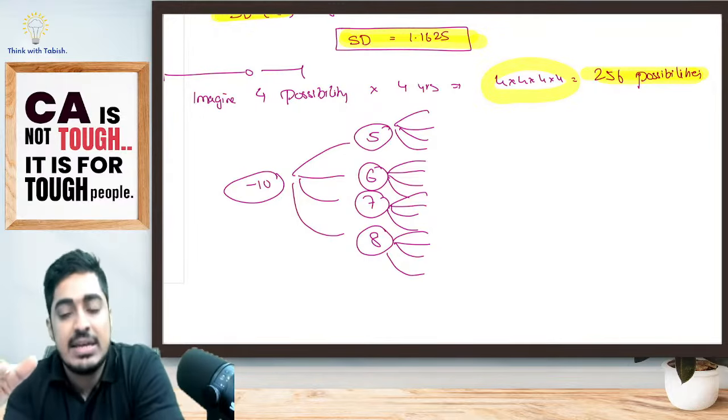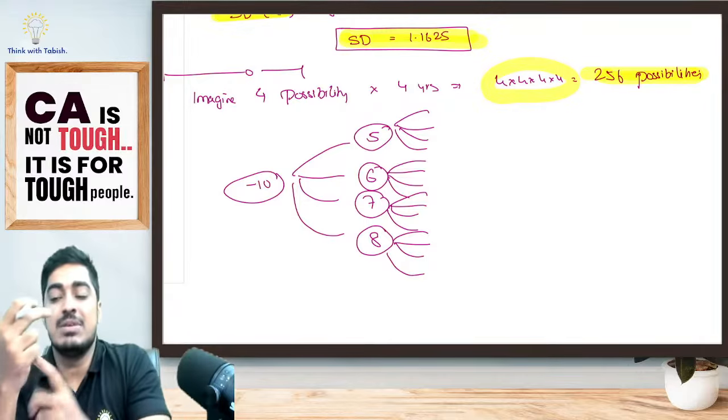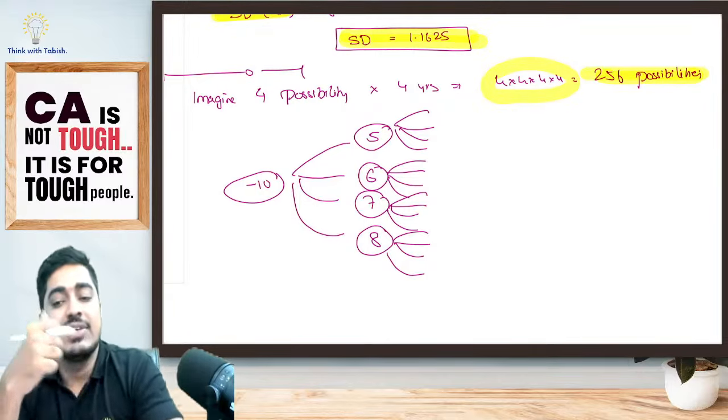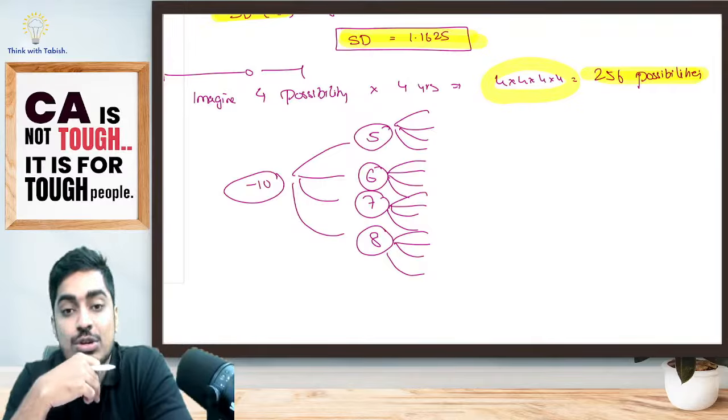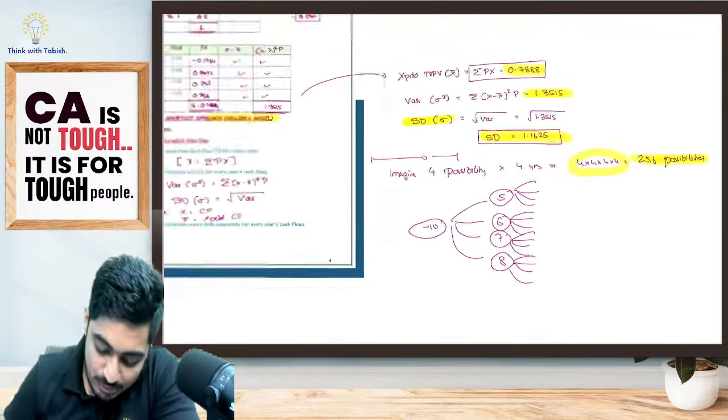Can I do that? For every possibility, I will calculate joint probability. For every possibility, I will calculate NPV. Based on that, I will do the calculation. Yes, I will calculate risk. Is it possible? Not possible. So for that, there is a shortcut. This is what we have to discuss.